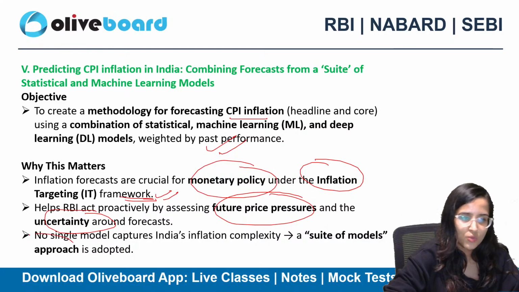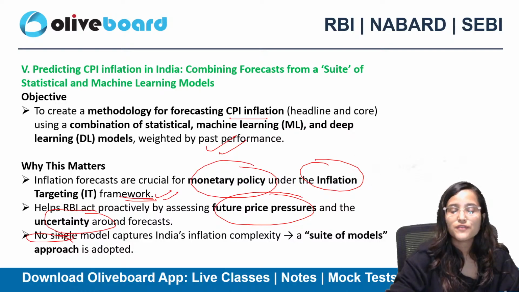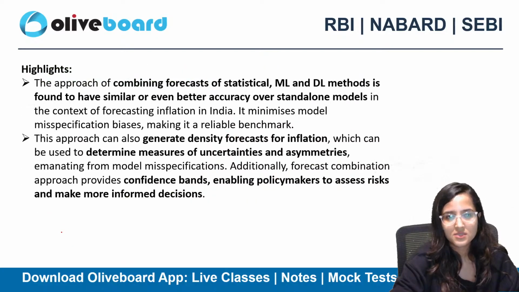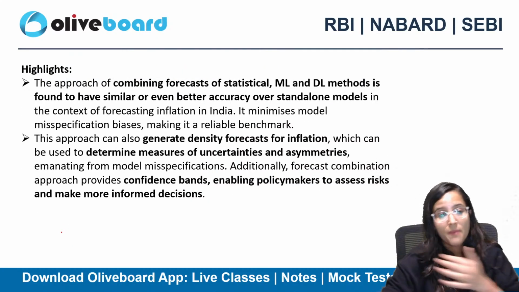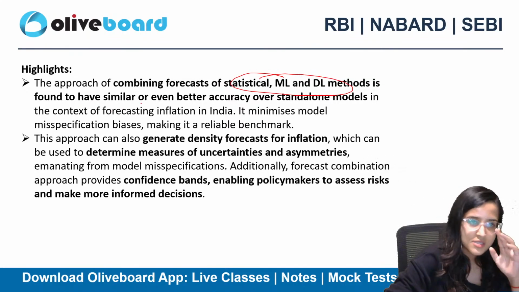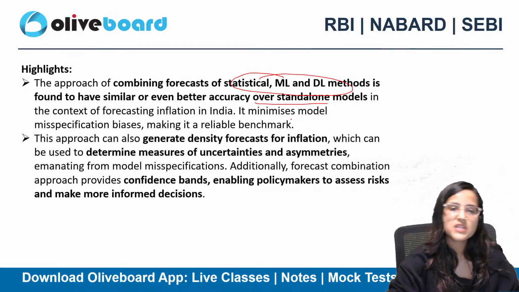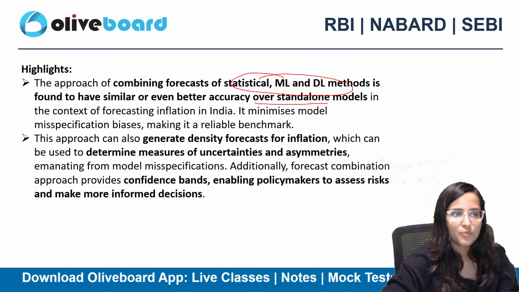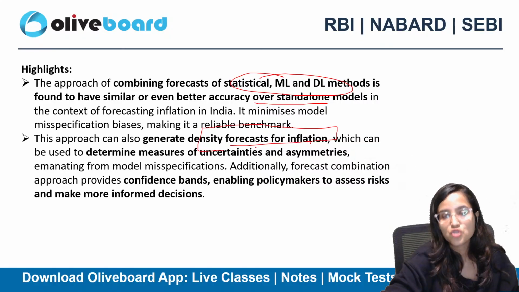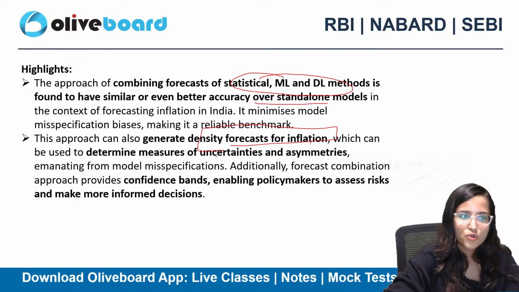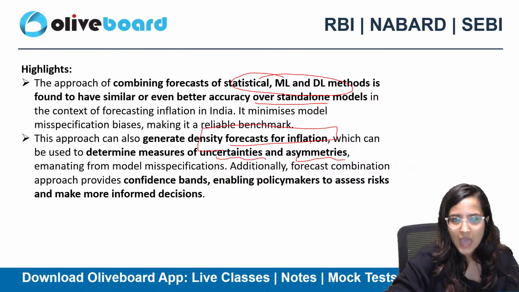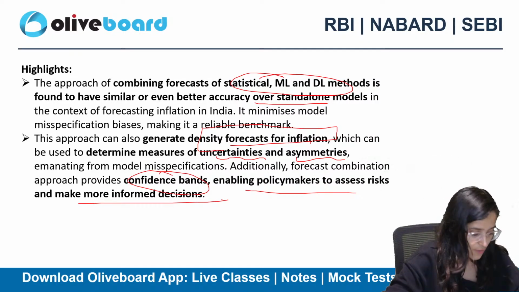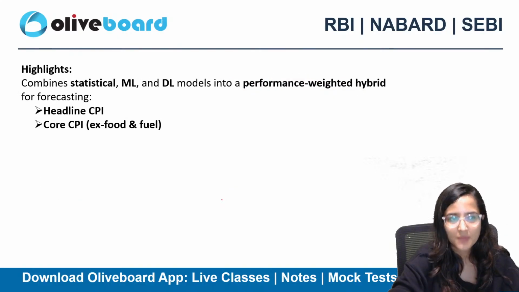Okay, and therefore no single model. What is this article saying? That no single model is going to capture inflation's complexity, and that is why we need to combine a suite of models. The approach of combining forecasts provides better accuracy than standalone models or using just one model. This approach can also generate density forecasts for inflation, detailed forecasts which measure the uncertainties and the asymmetries. This forecast combination provides confidence bands, enabling policymakers to assess risks, make more informed decisions, and better policy making.